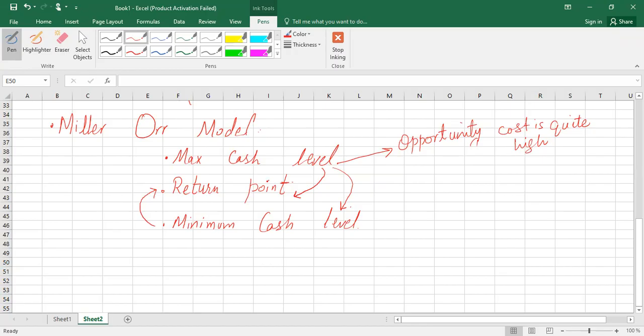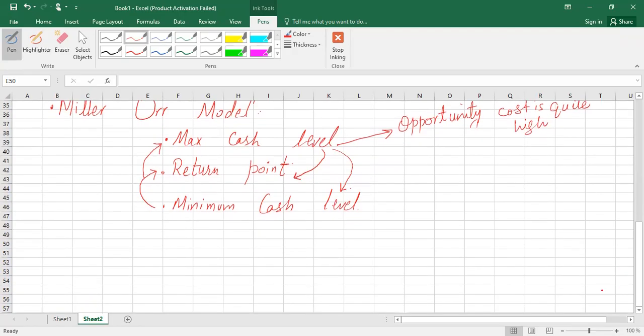But when companies start recovering cash from the market, they will not only reach the return point, they will basically reach the maximum level of cash again. So this cycle will continue, and the company will always have, at times, a maximum cash level or, at times, a minimum cash level, and their objective is always to maintain the return point. This is called the Miller-Orr model.